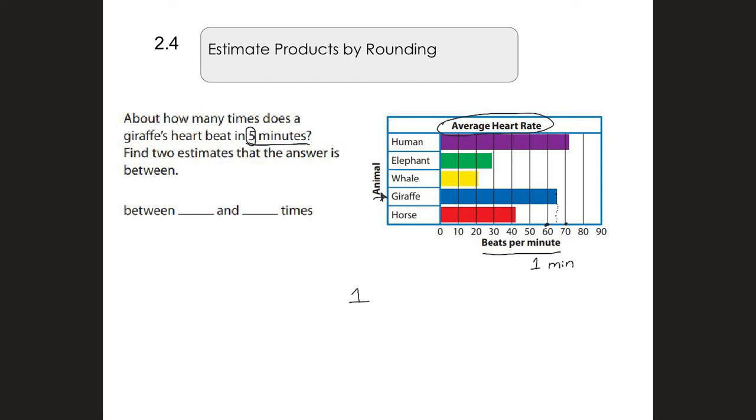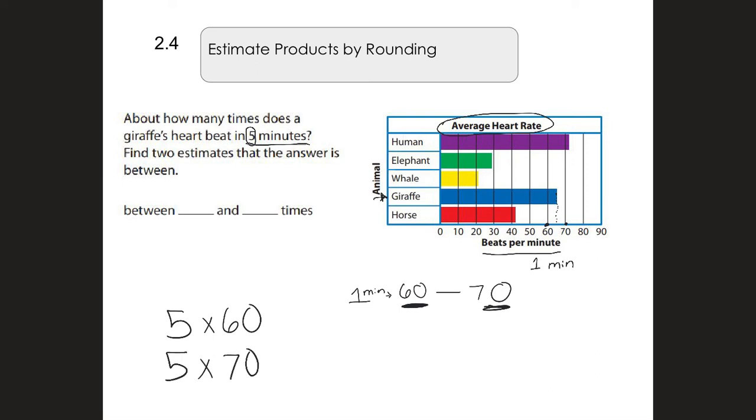So for every 1 minute, it is between 60 and 70. But that's just for 1 minute, and I want to know about 5 minutes. So I need to see, I have these two numbers, 60 and 70. This is the lower range or the lower estimate, and this is the higher range or the higher estimate. It's somewhere in the middle, but I'm not sure. So I'm going to use those two numbers. I want to know about 5 minutes, so I'm going to do 5 times 60. And then I'm going to do 5 times 70 to find what two numbers it's between.